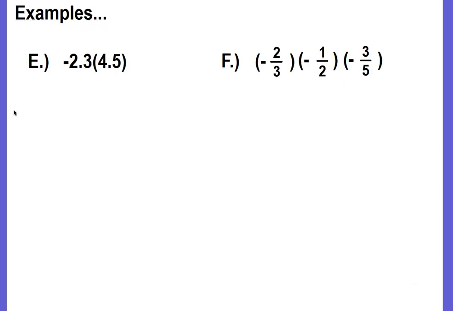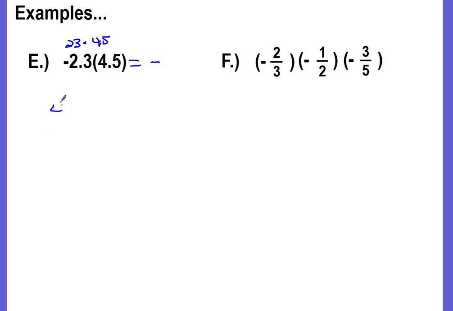So let's do some examples. Here we have two decimals that we're multiplying together. One is negative, one is positive. The signs are different, so our answer is going to be a negative. So off the bat, I'm going to write that down. And now I'm going to multiply. If I take out the decimal points, I'm going to have 23 times 45.